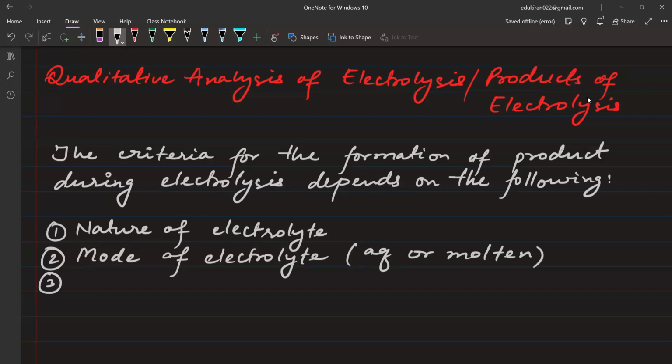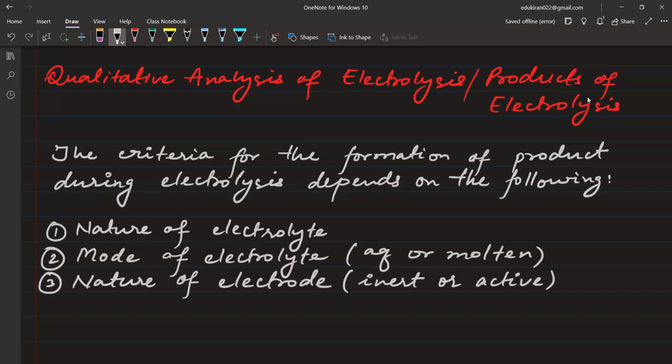Third is the nature of electrode. Nature of electrode. Electrodes दो किस्म के होते हैं. One are inert electrode. Inert का मतलब they are not going to take part in reaction. Or it can be active electrode also. When you have active electrode, then there will be some reaction because of the electrode itself. Fourth में लिखिए आप, concentration of solution.